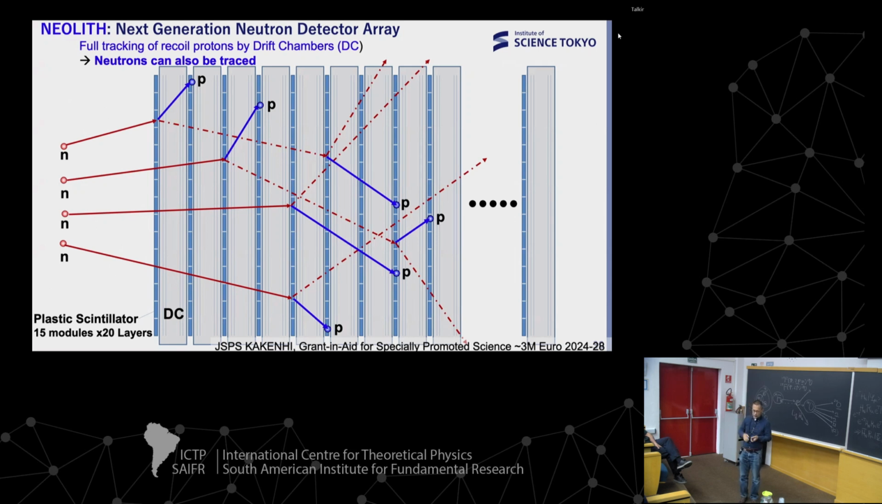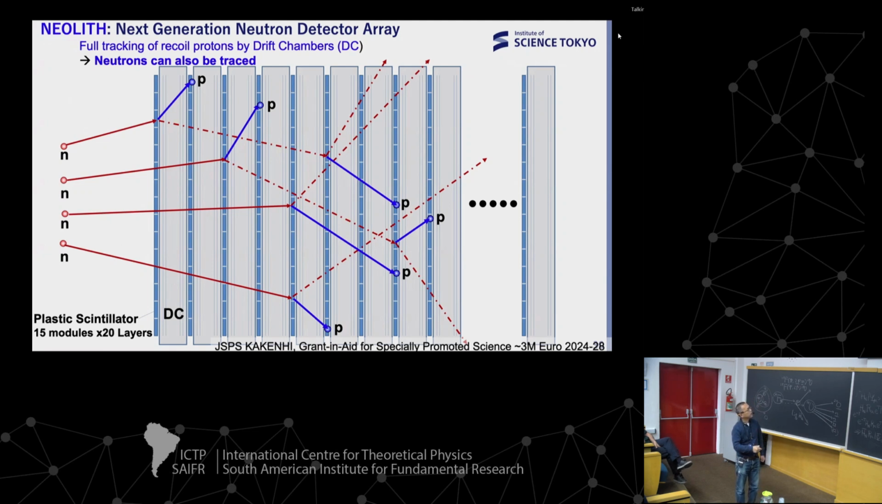Even when I was a PhD student, I thought about how we can track neutrons. Neutrons cannot be seen, right? Neutrons are like a ghost for us. But if we know the track of the protons, maybe we can conjecture the track of the neutrons like this. Basically, this is like elastic scattering. So that was the idea.